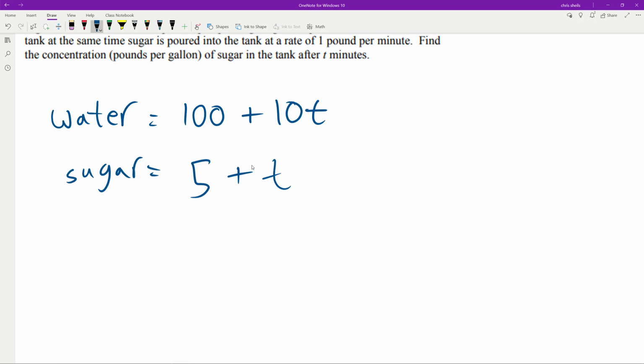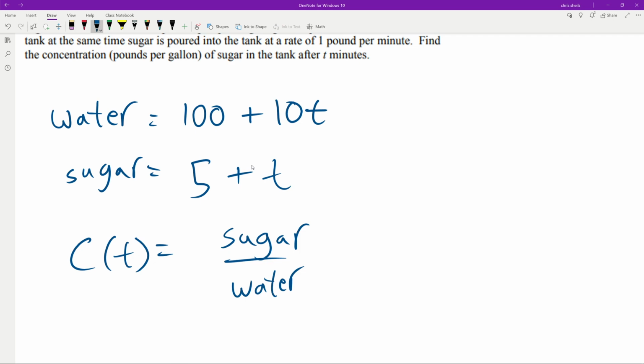So the concentration in pounds of sugar per gallon of water, we can call this C of T for concentration, is going to be the sugar equation divided by the water equation. And this is just 5 plus T divided by 100 plus 10T. And this is an example of a rational function.